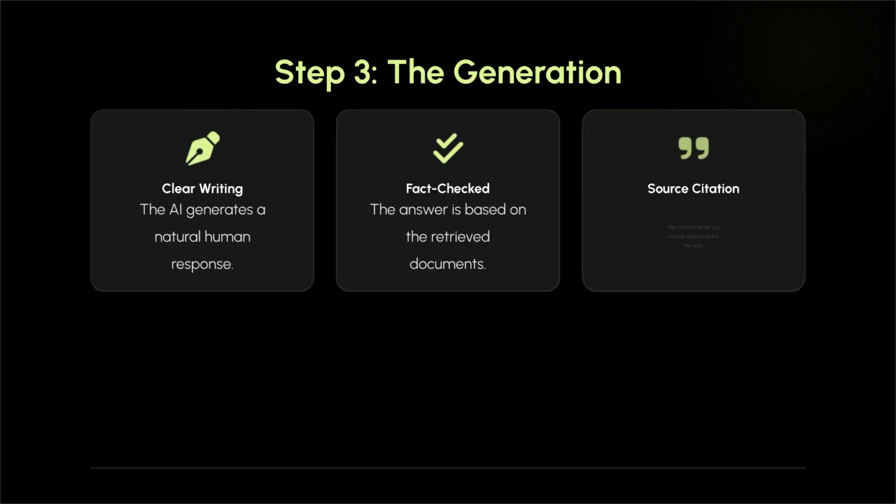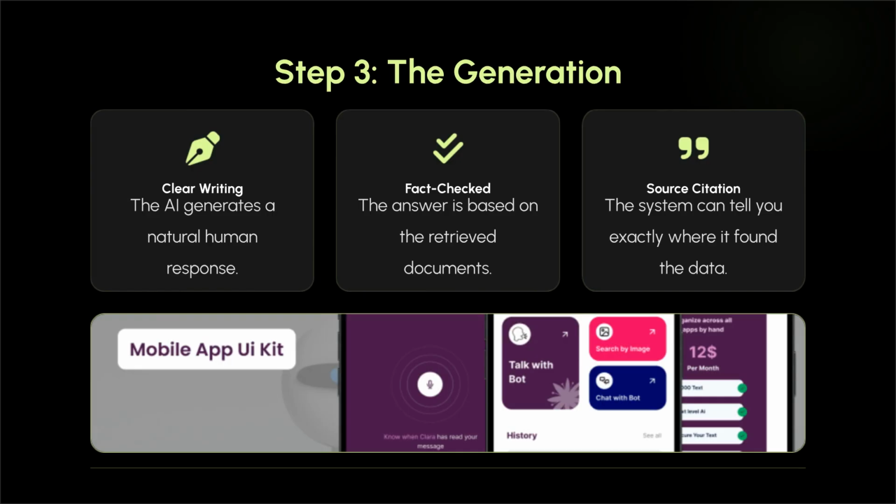Step 3 is the generation. The AI model uses the augmented prompt to generate a natural, human-like response. The answer is fact-checked against the retrieved documents, and the system provides source citations.